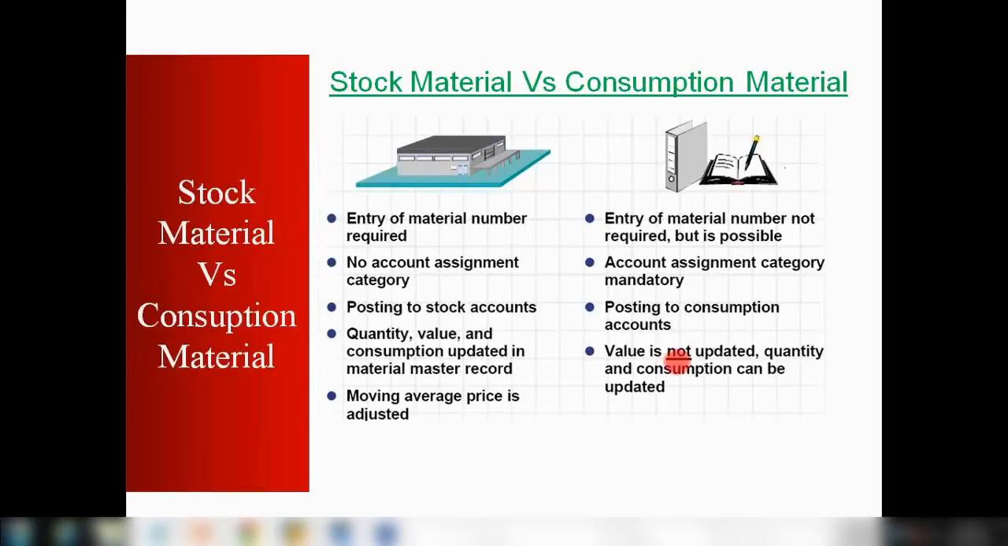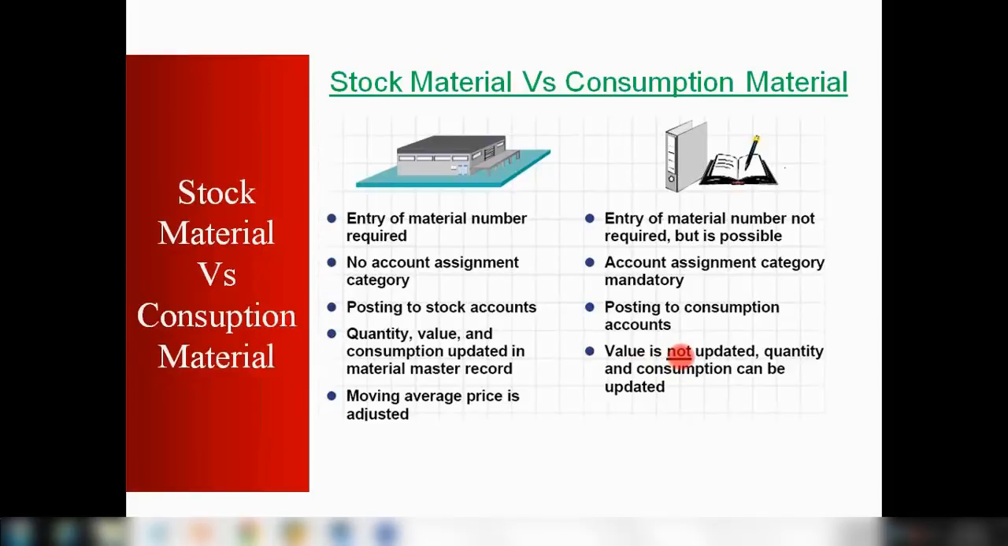Why is value not updated? Because the value is so low that we don't bother to maintain it. So maybe a pen costs 50 cents, $1, a pencil can cost 30 cents or something. So we don't bother to maintain the value. However, quantity and consumption can be maintained.